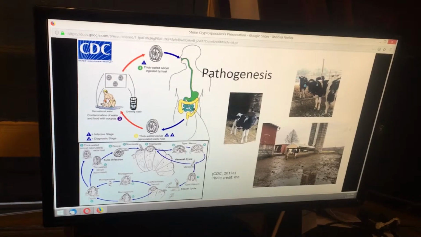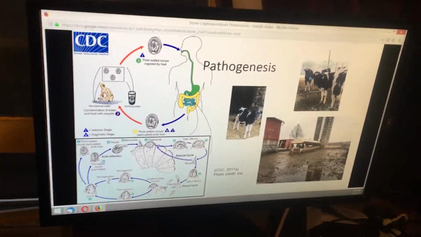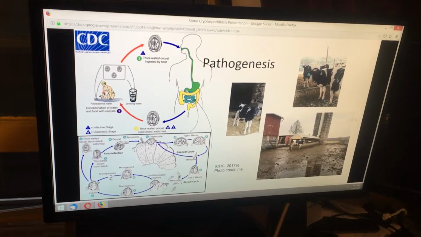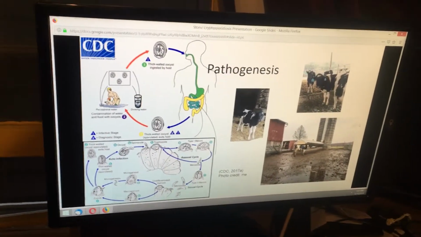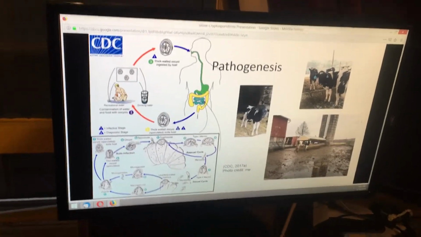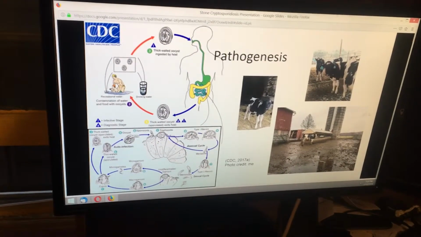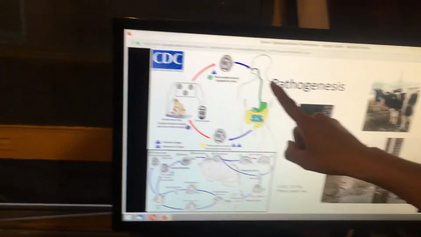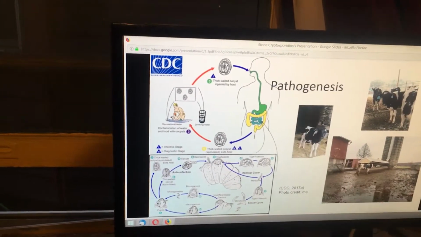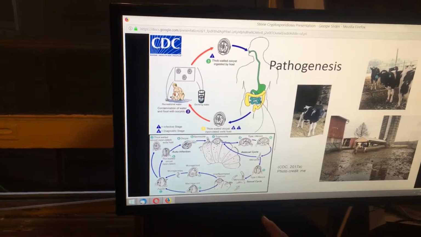Here are some beautiful cows. Cows can host Cryptosporidium in their gut and not be sick, but if we ingest Cryptosporidium, we generally get sick. Not everyone does. So when that happens, the thick-walled oocyst goes into the human, travels to the gut, where it very happily reproduces, both sexually and asexually.